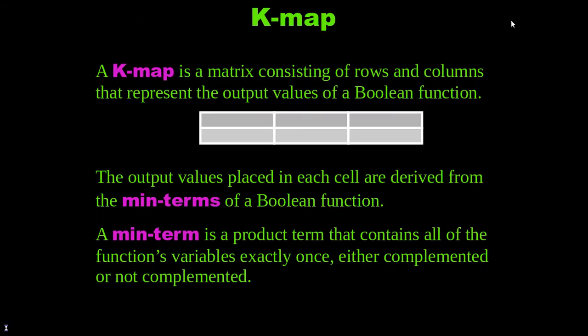We're going to take K-maps. What's K-maps? We use them to simplify Boolean algebra. We used the Boolean algebra rules previously. So what's a K-map? A K-map is a matrix consisting of rows and columns that represent the output values of a Boolean function. This is a matrix. I want to represent the output values of any Boolean function in it.